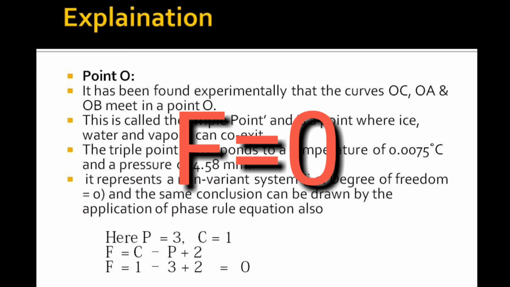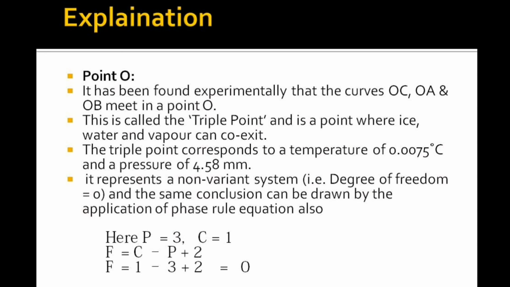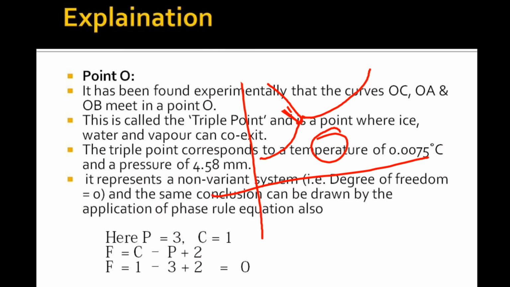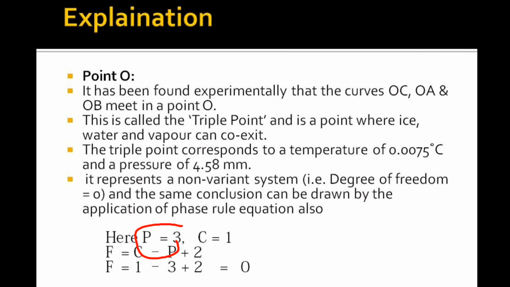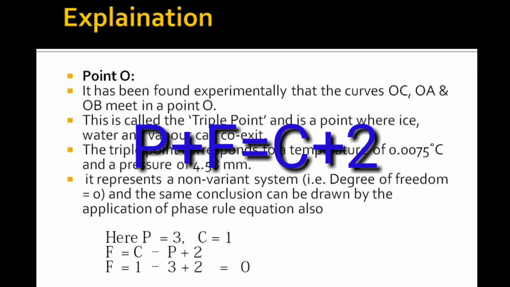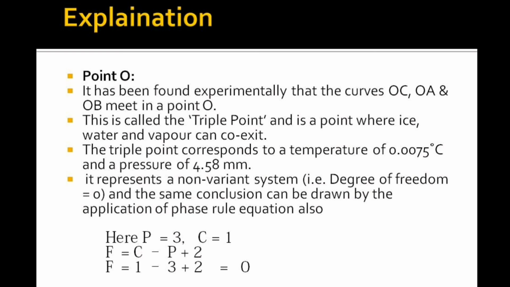Now let us see whether the same conclusion can be drawn by the application of phase rule or not. As you know, at this point, three phases, that is ice, water and vapor, coexist. That means the value of P is equal to 3. Since this is a one component system, put the values C is equal to 1, P is equal to 3 in the phase rule, P plus F is equal to C plus 2. And by rearranging, what you get? The value of F is equal to 0. That means the same conclusion as we expect.